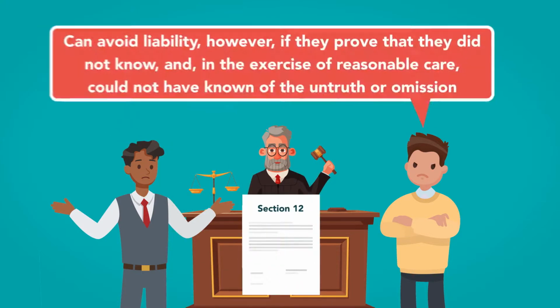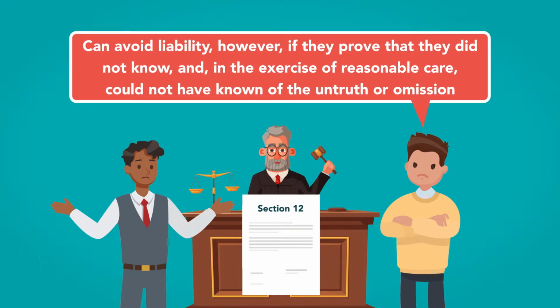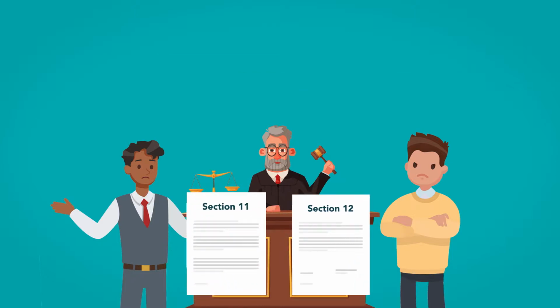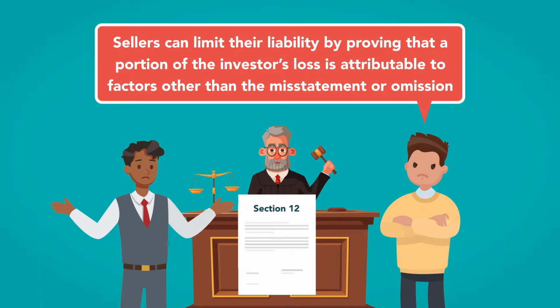Defendants under Section 12 can avoid liability, however, if they prove that they did not know and, in the exercise of reasonable care, could not have known of the untruth or omission. This defense is similar to the defenses available under Section 11 for non-issuers. Likewise, sellers can limit their liability by proving that a portion of the investor's loss is attributable to factors other than the misstatement or omission.